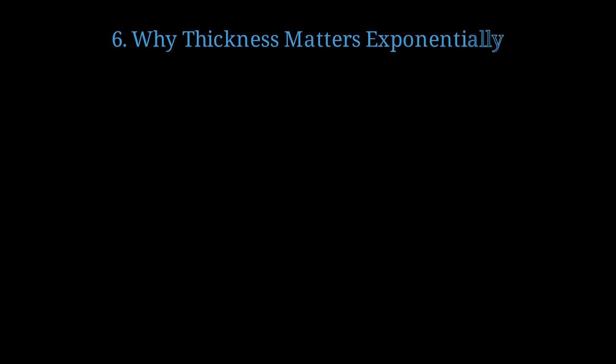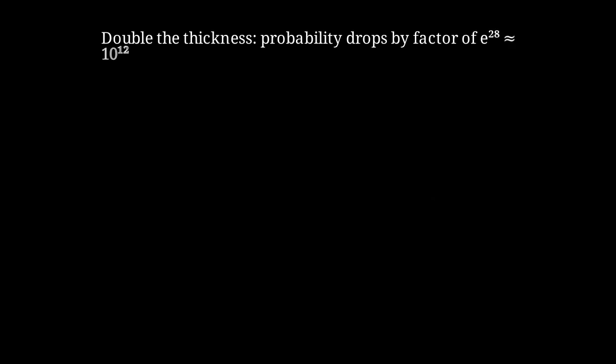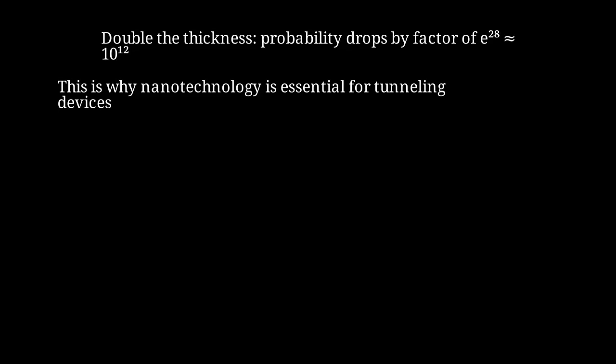Here's the crucial insight. Tunneling probability depends exponentially on barrier thickness. This graph shows how tunneling probability drops exponentially as the barrier gets thicker. Even a fraction of a nanometer makes a huge difference. If we double the barrier thickness from 1 to 2 nanometers, the tunneling probability doesn't just halve, it drops by a factor of about 1 trillion. This exponential sensitivity is precisely why nanotechnology, the ability to control matter at the atomic scale, is absolutely essential for practical tunneling devices.